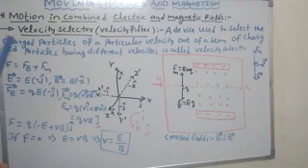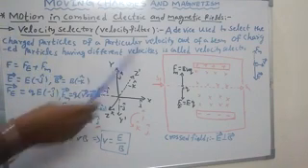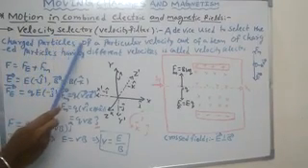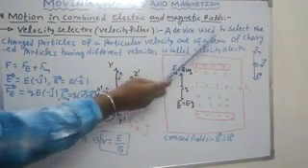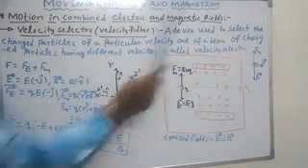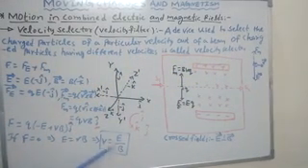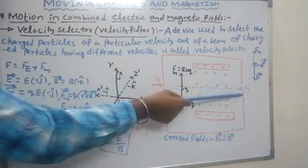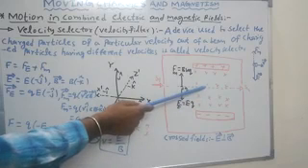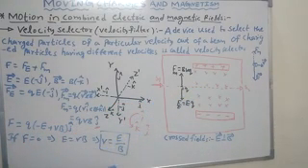Motion in combined electric and magnetic fields: velocity selector. What is a velocity selector? A device used to select charged particles of a particular velocity out of a beam of charged particles having different velocities is called a velocity selector. The charged particle moves along the straight line and does not experience any net force. The charged particle's speed here is E by B. Correct?